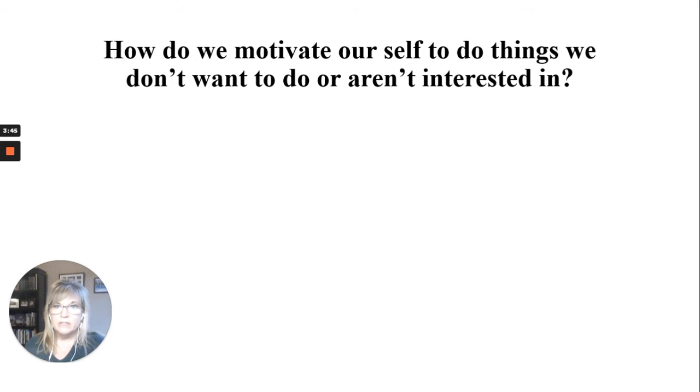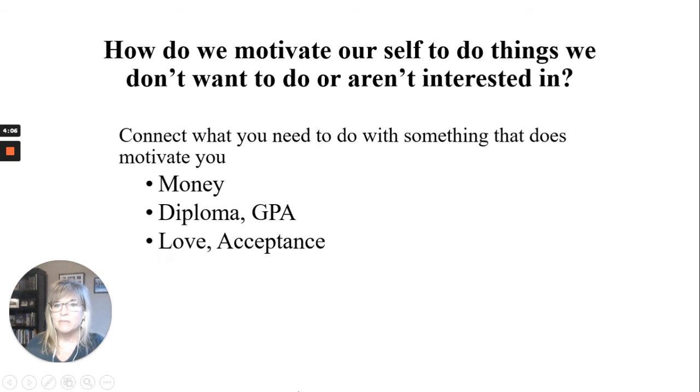So how do we motivate ourselves when we don't want to do something? We have to do something and we're just not too excited about it. Think about your English paper that you may be writing or your math test that you need to study for. Do you just sit and wait to be motivated, wait for that motivation to come over you? You probably shouldn't, because it's probably not going to happen, right? You have to figure out how to motivate yourself to do some things that you don't want to do, because there's always things in life that you have to do that you're not too excited about doing, right? So what you have to do is connect what you have to do or what you need to do with something that does motivate you.